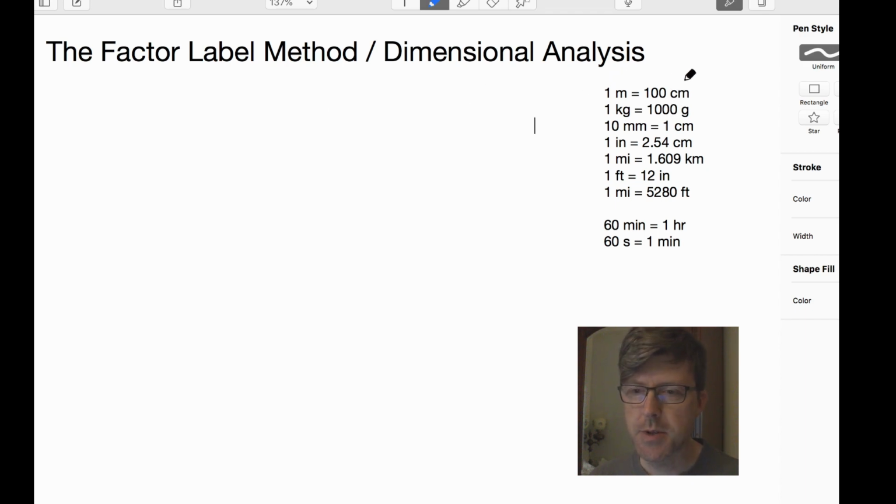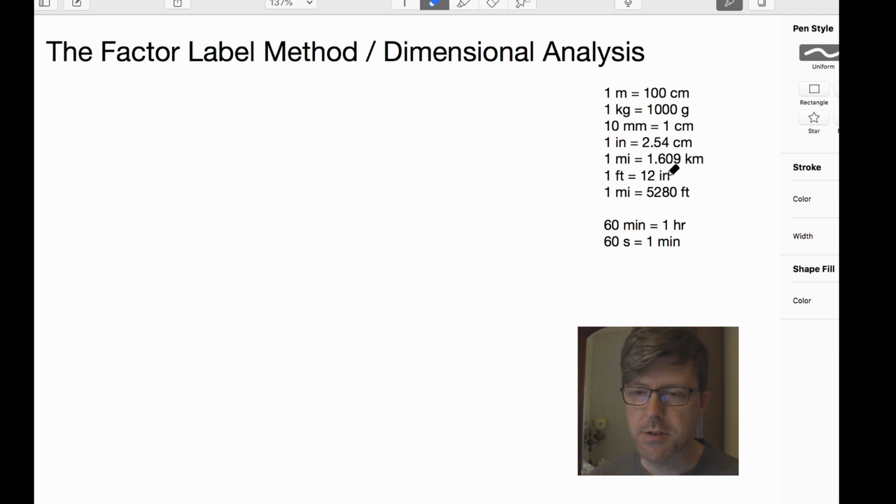Well, first of all, we have a bunch of conversion factors over here that tell us there are 100 centimeters in a meter, there are 1,000 grams in a kilogram, 10 millimeters in 1 centimeter, and so on. 2.54 centimeters in an inch. This is how to convert miles into kilometers.